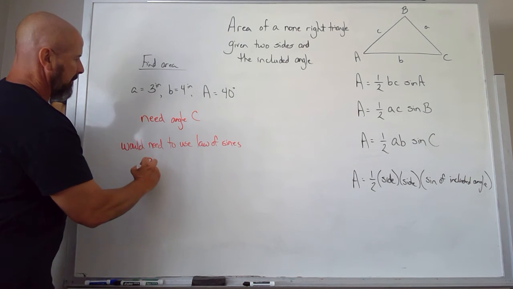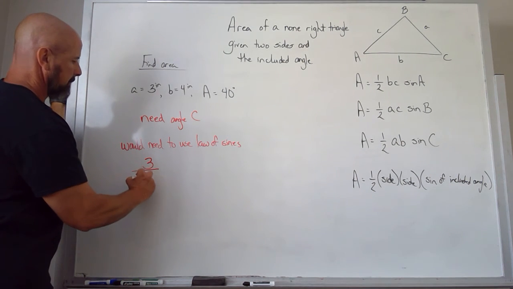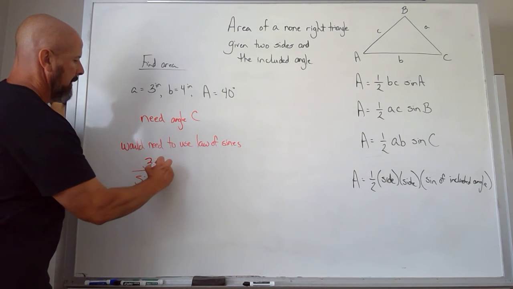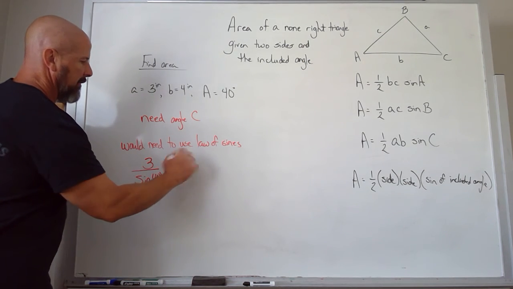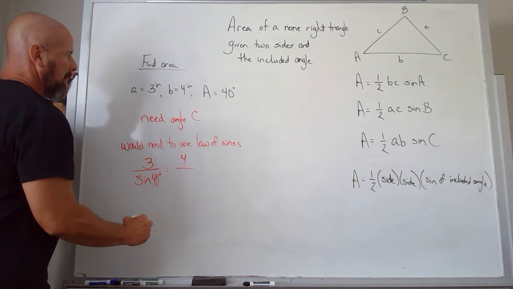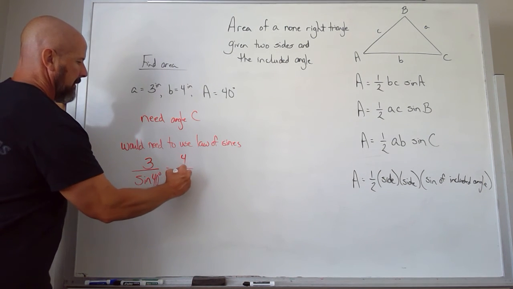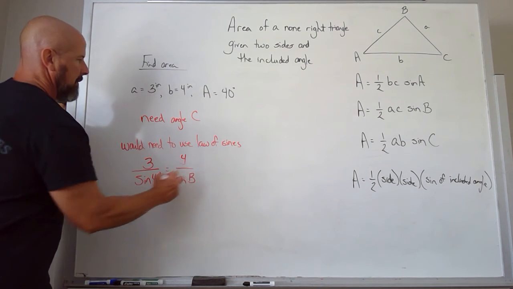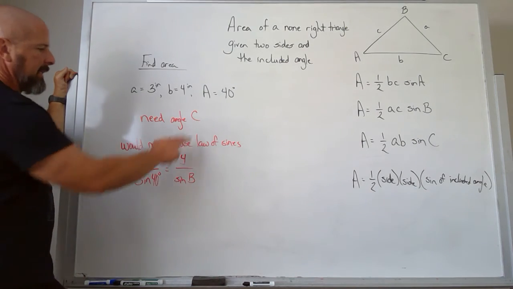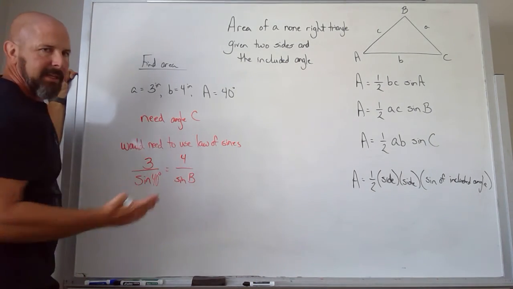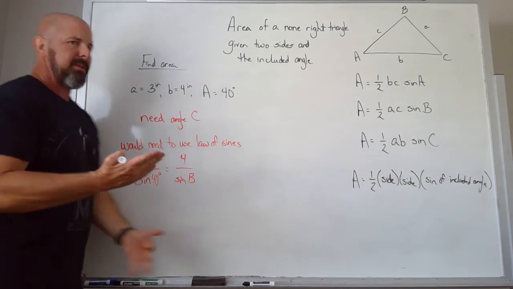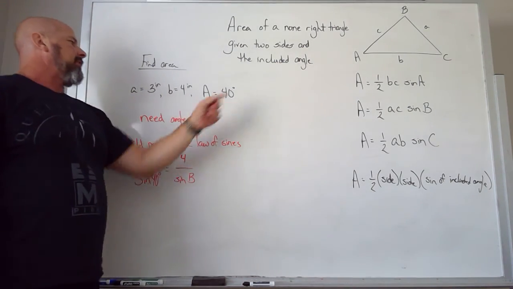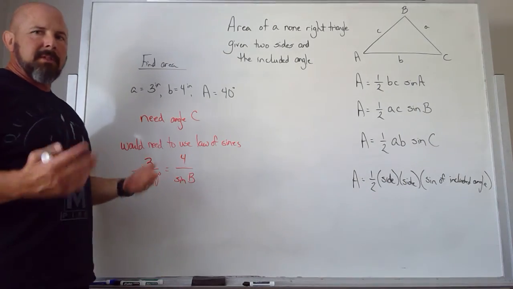If I wrote it out, it'd be 3 over sine 40 equals, not B, excuse me, 4 over sine B. Now, I need C, but I don't have side C, so I can't use that law of sines. So my goal would be to go find B. Once I have B, then I have two angles, I can subtract, and I've got C. I'm good to go to the area.